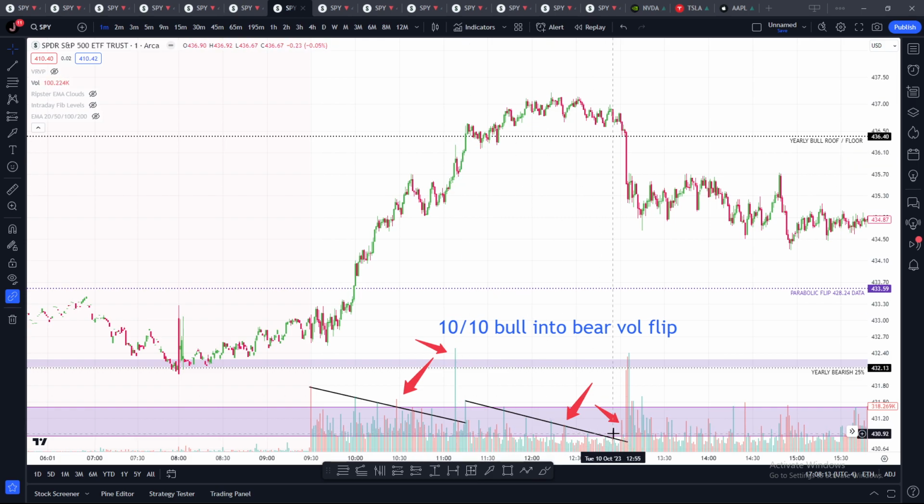And then you can see the volume start to flip throughout the bottom of the range here. It becomes smaller and smaller and smaller. And then bearish volume starts to step in and it basically overcompensates the trend. So this is a bullish into a bearish volume flip.